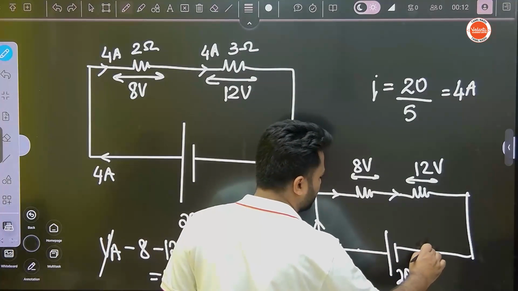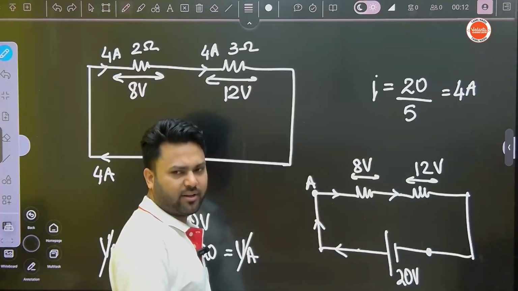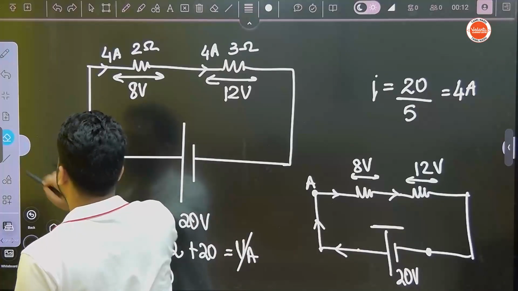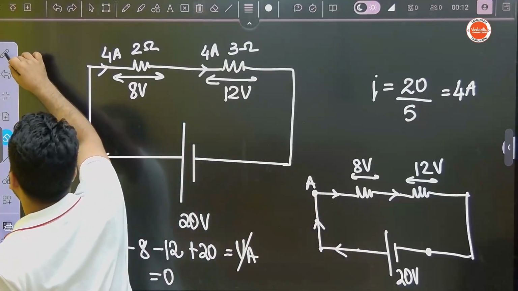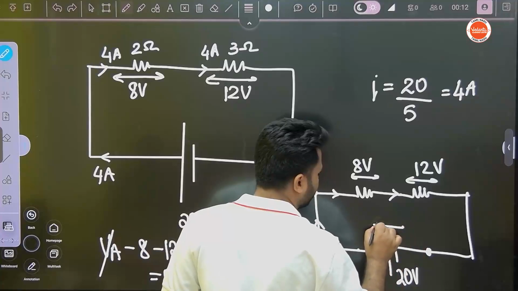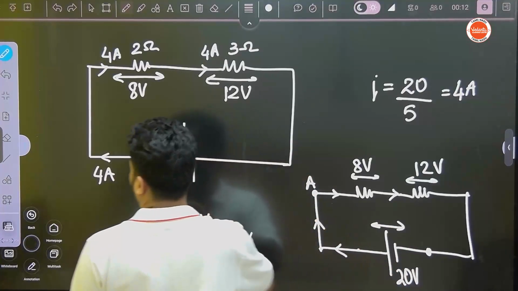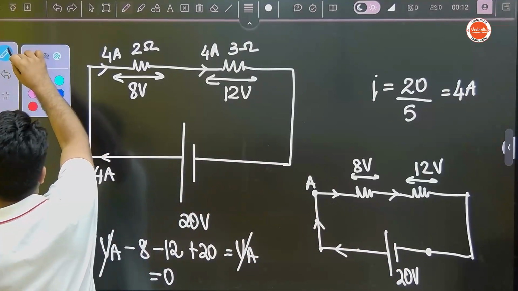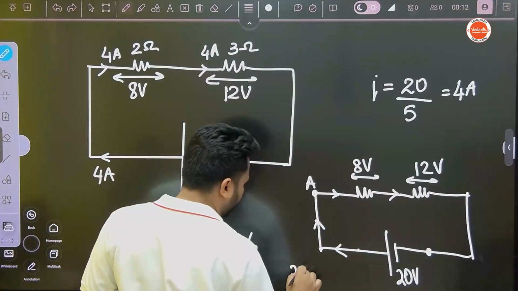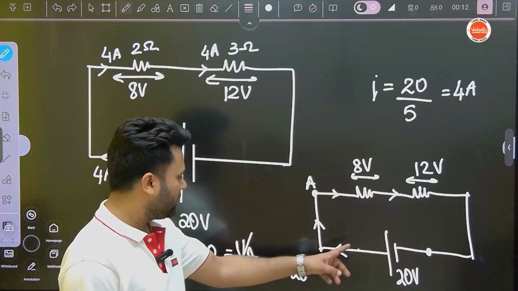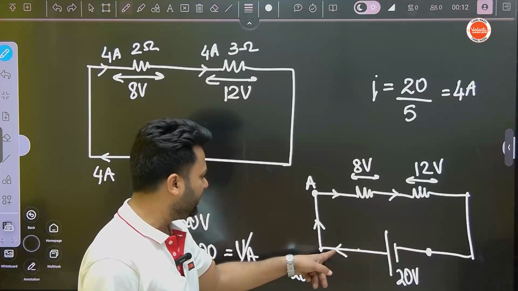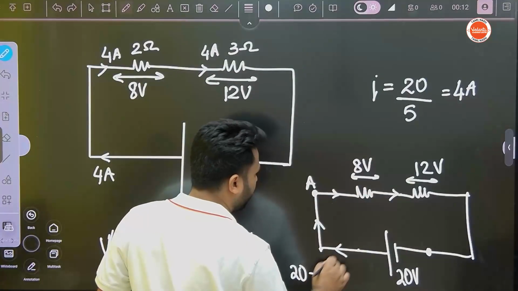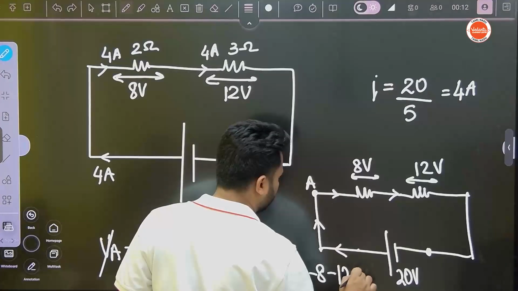You can start from anywhere. I started from here, but you can start from here. What is the voltage? Because you are going from negative to positive, it will be plus 20. Now you reached here. From high to low, you have to subtract, minus 8. Again, high to low, you have to subtract, minus 12. How much are you getting? 0.